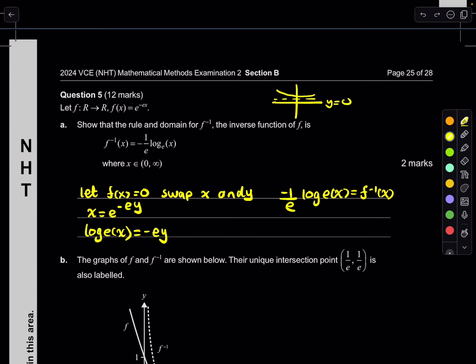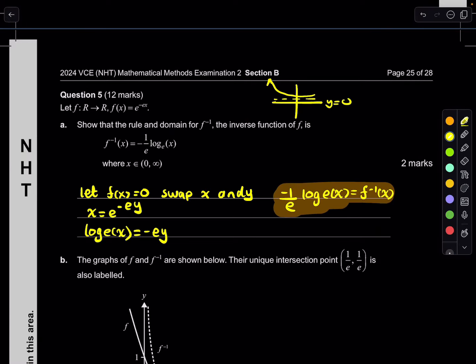It's just reflected along the y-axis graph. So we can see that the range is from 0 to infinity. And that's why it's 0 to infinity. There it is. So what I'm going to do is that is going to give you that mark, showing that working out.